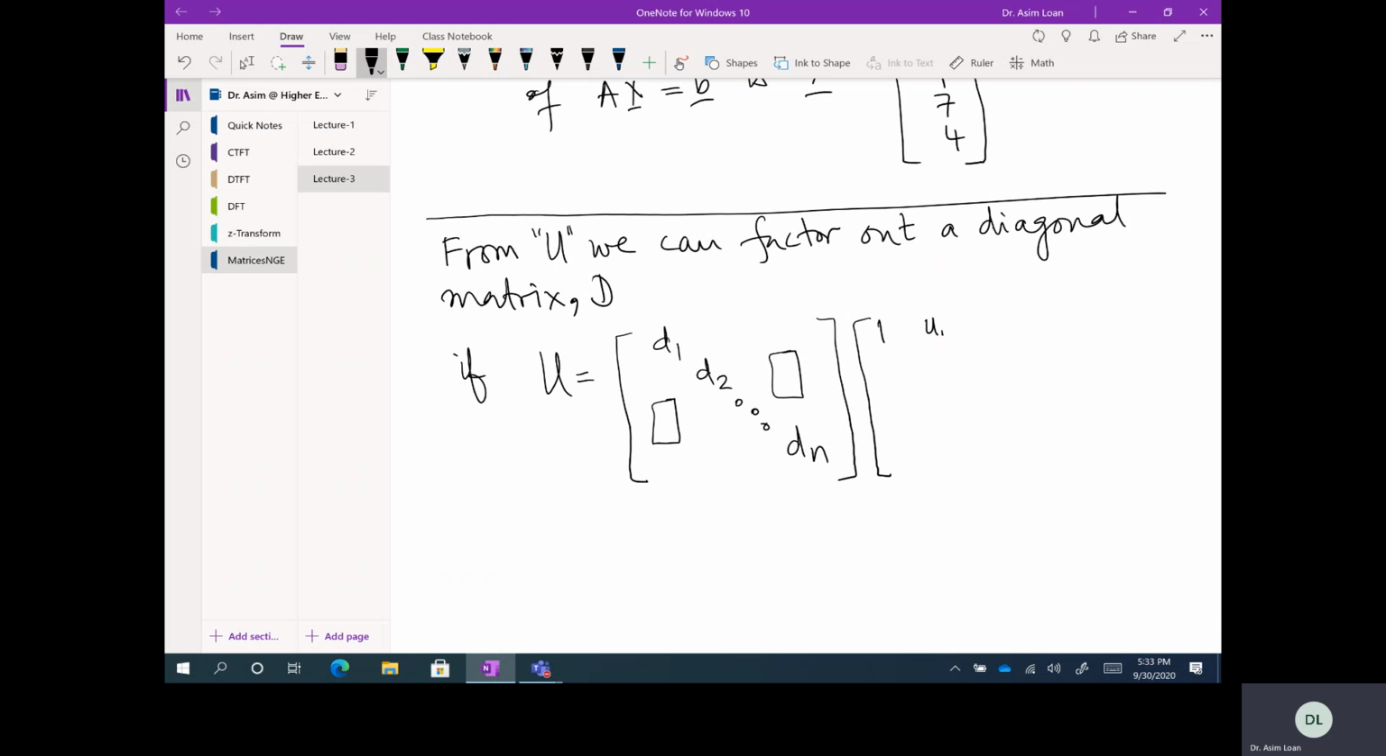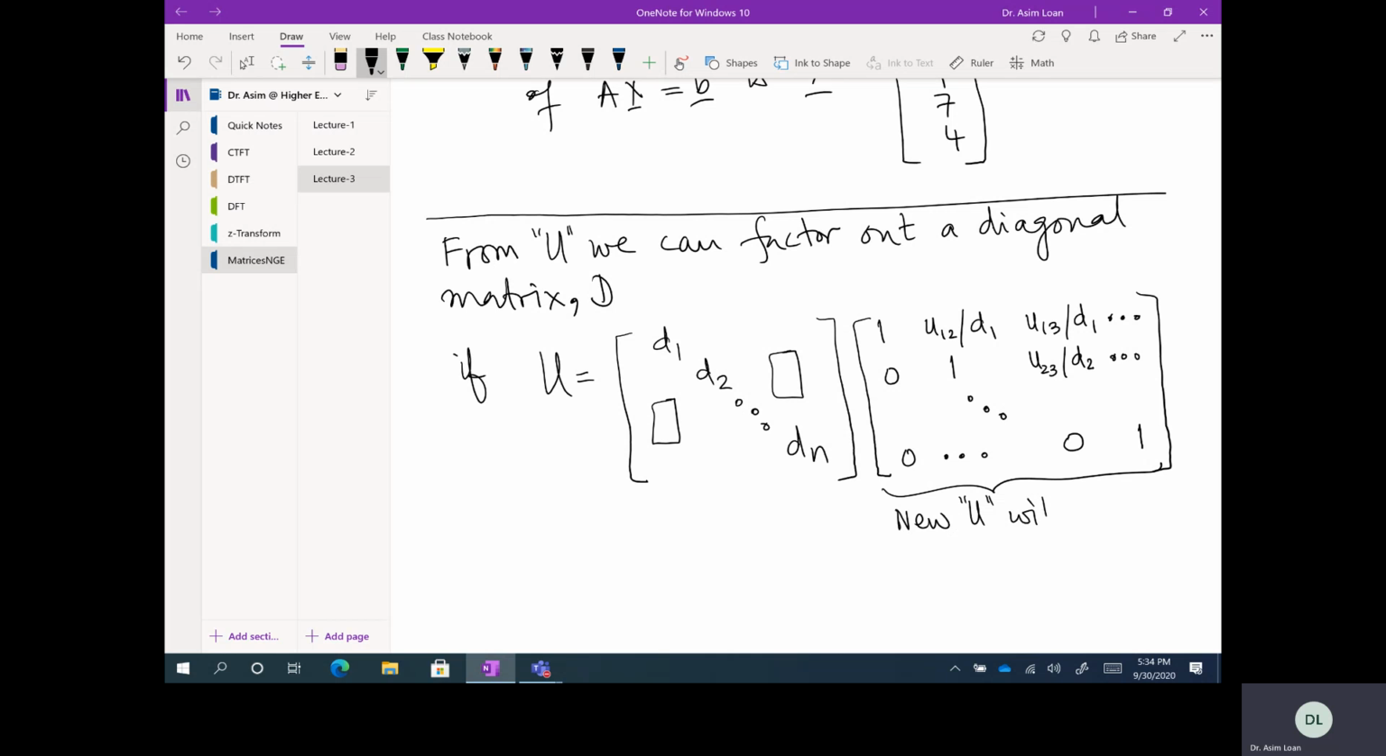This is equal to 1, then U12 divided by D1, U13 divided by D1, and so on and so forth. This is 0, this is 1, this is U23 divided by D2, and so on and so forth. This is 0, goes on, this is 0, and finally this is 1. So now we have a new U with 1s on the main diagonal, and pivots as elements on the main diagonal here.